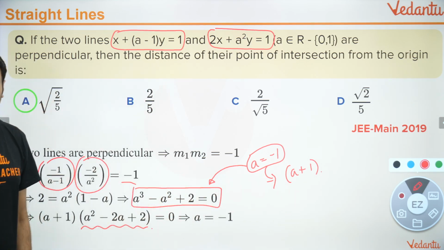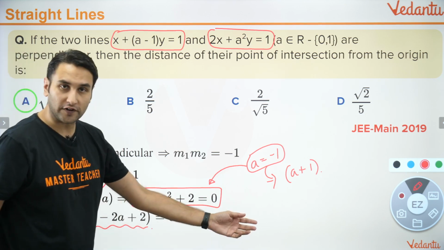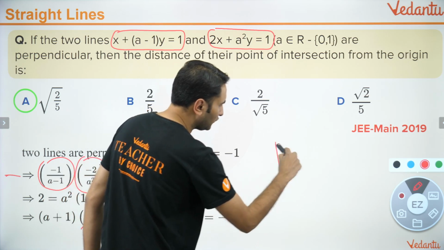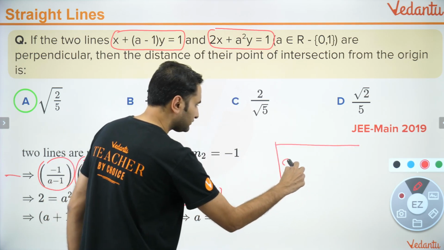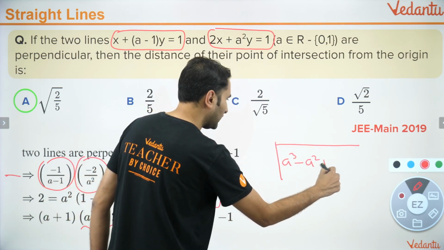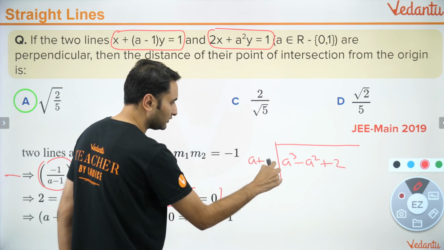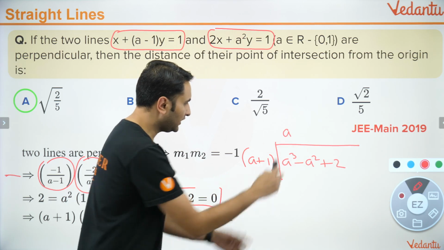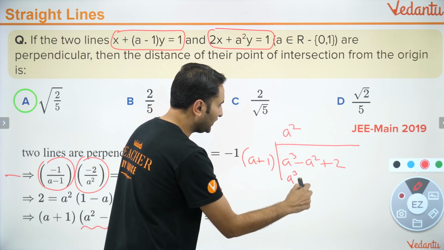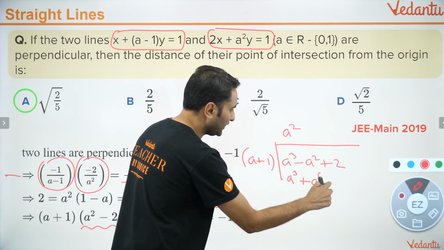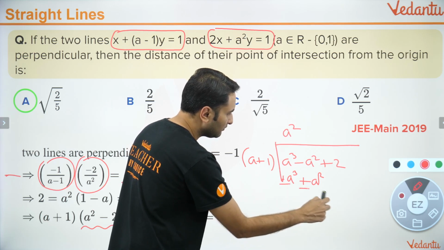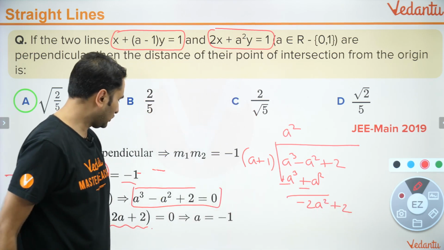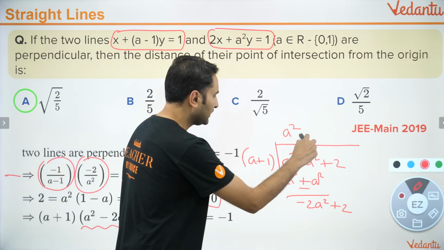Can you find out the other factor? How will you find the second factor? By division. Just divide. All of you know this division: a cube minus a square plus 2 divided by a plus 1. To find out the other factor, multiply by a square. What does it become? a cube plus a square, minus 2a square plus 2. What will you do? What does it become?